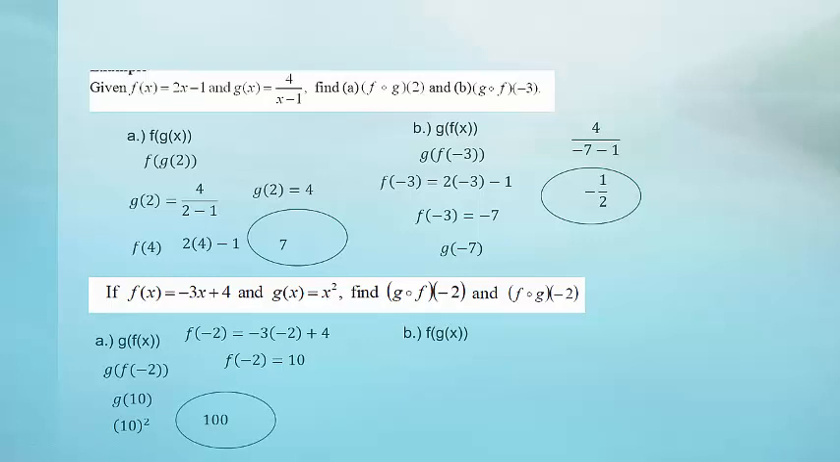We do part B. We're going to switch it and do f of g of negative 2, which will mean we'll need to begin by finding g of negative 2, which is going to get me 4. 4 goes into the f formula. So I'll be doing negative 3 times 4 plus 4, which will get me my answer of negative 8.